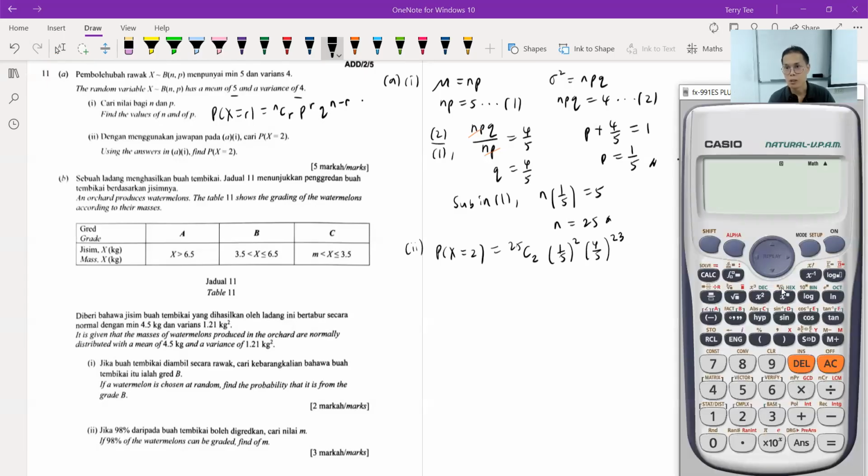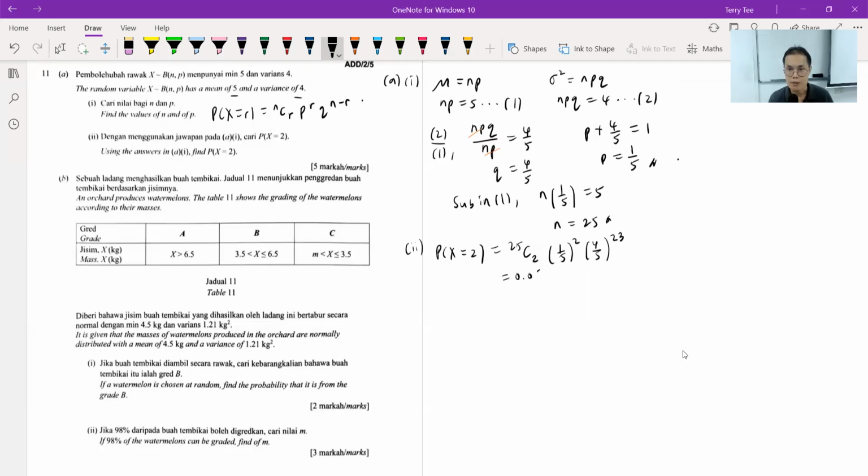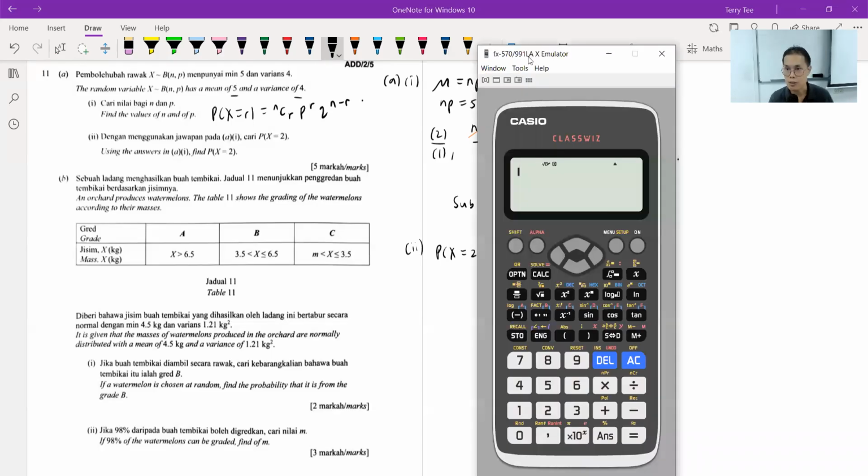So here we can use this normal calculator to count, right? That's 25C2 multiplied by 1 over 5 squared, multiplied by 4 over 5 to the power 23. Okay, my answer is 0.0708. You can also use this scientific calculator, this ClassWiz calculator, which is a lot easier.